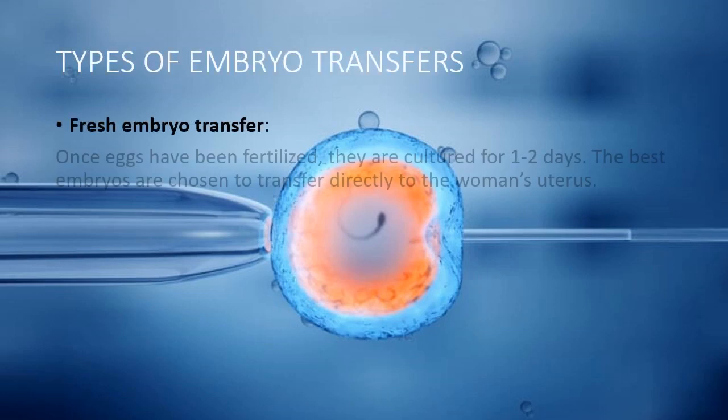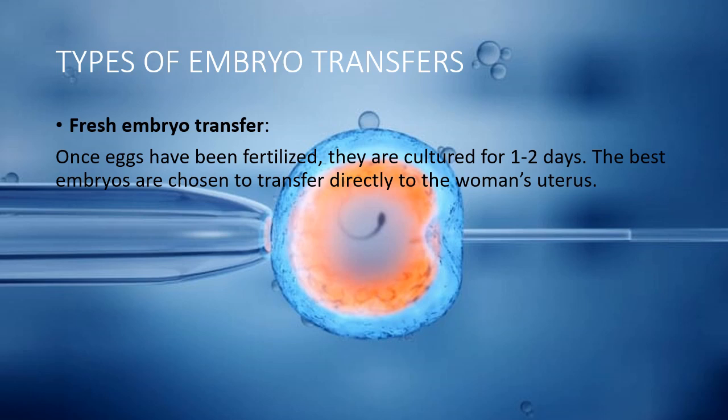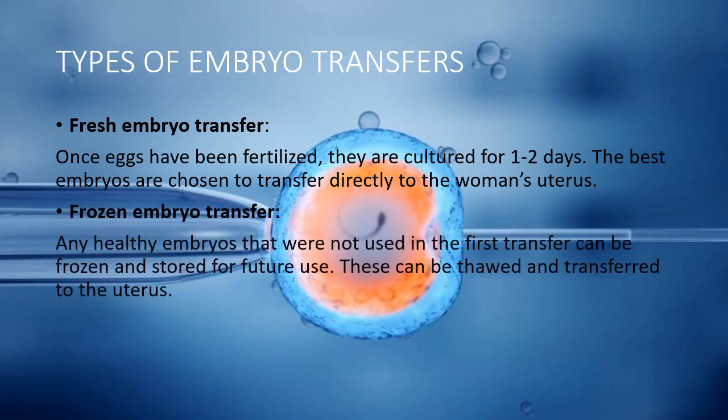One is the fresh embryo transfer. Once eggs have been fertilized, they are cultured for 1 to 2 days. The best embryos are chosen to transfer directly to the woman's uterus, which is examined by the microscope as we saw earlier. Frozen embryo transfer. Any healthy embryos that were not used in the first transfer can be frozen and stored for future use. That is, they can be cryopreserved. These can be thawed, that is, they are heated, and transferred to the uterus.